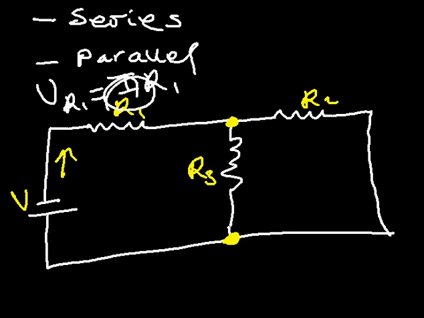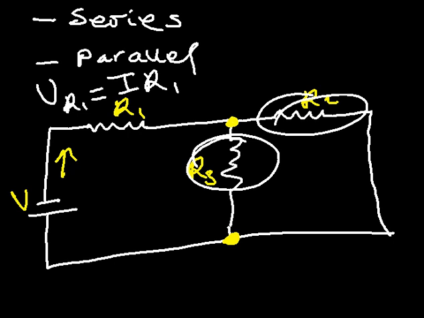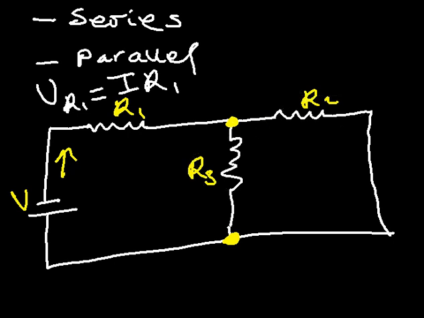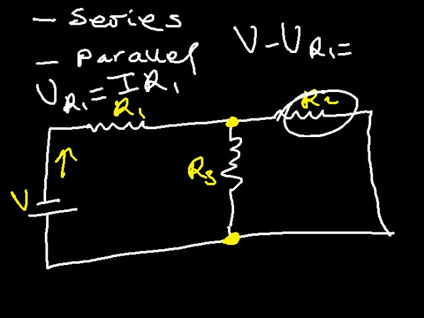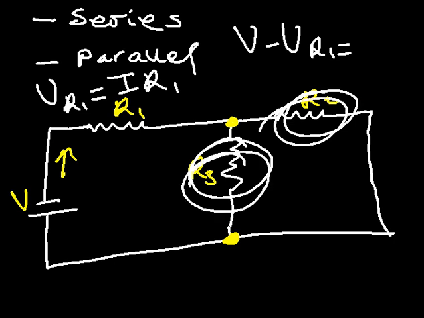And the current flow itself is the total current. So in order to find the voltage going into these two resistors, you have to subtract the voltage across the R1 resistor from the total voltage, and that voltage will be the voltage flowing to these two resistors, and that voltage will be the same because these two resistors are in parallel.